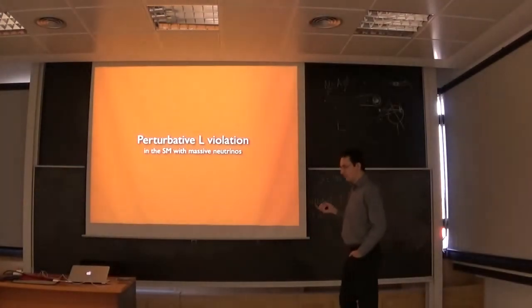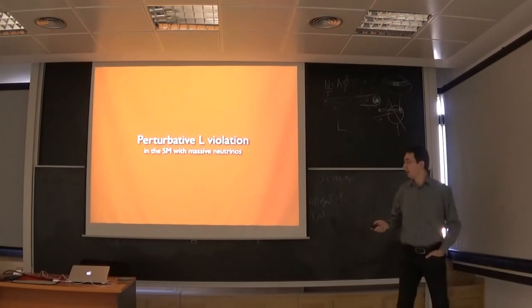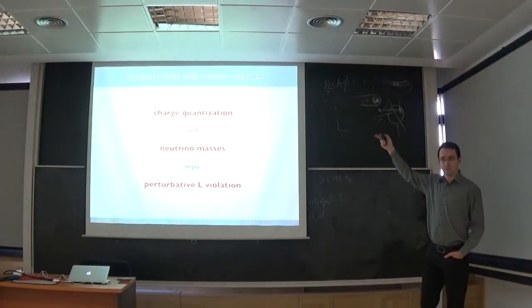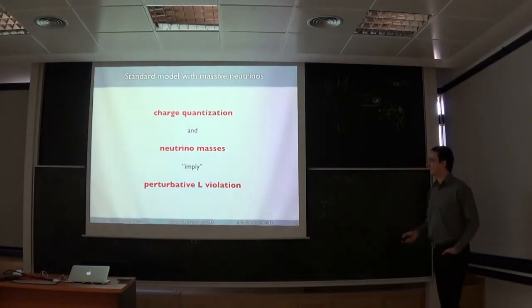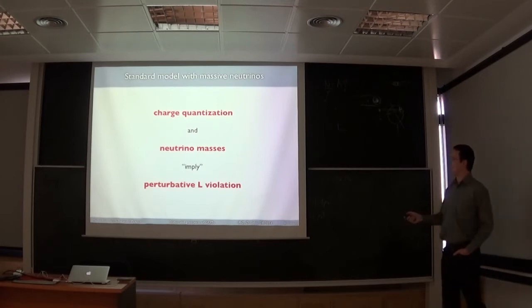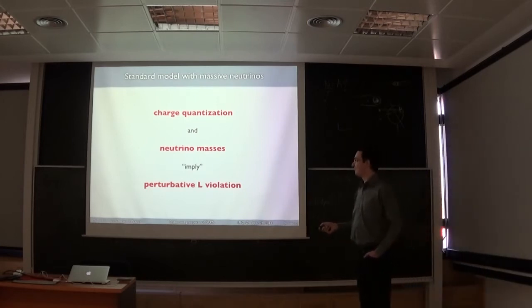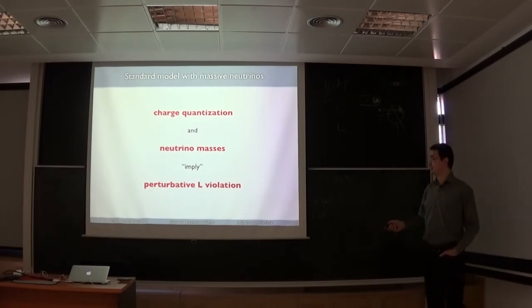However, there are good arguments in favor of perturbative lepton number violation in the standard model. So now we are going from non-perturbative to perturbative. And let me just present this very simple, and, some people say, a bit fishy, but nice argument, just stating that charge quantization and neutrino masses imply perturbative lepton number violation to some extent.